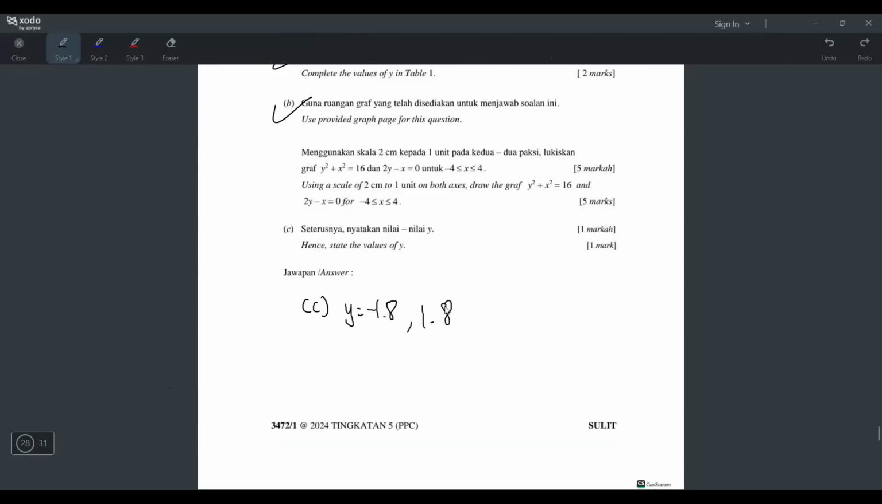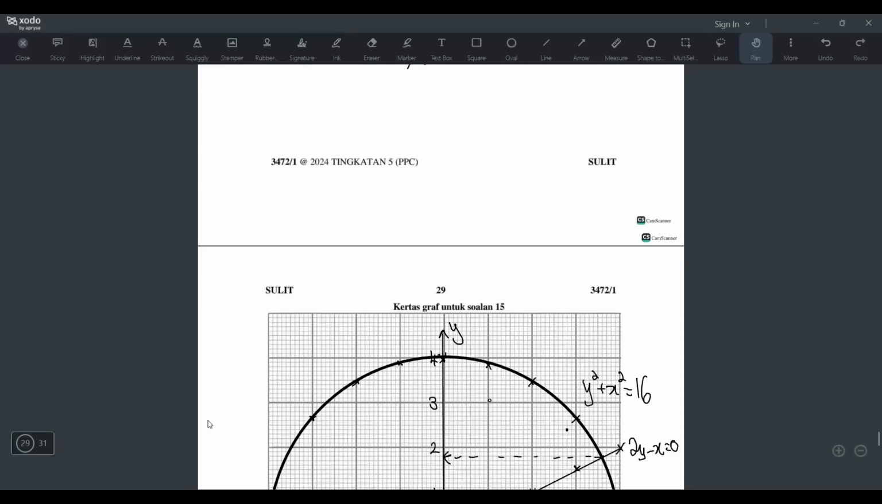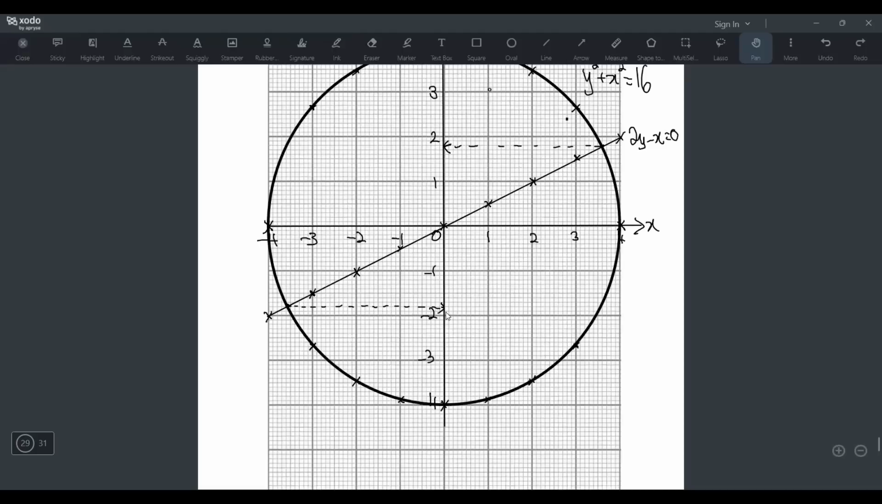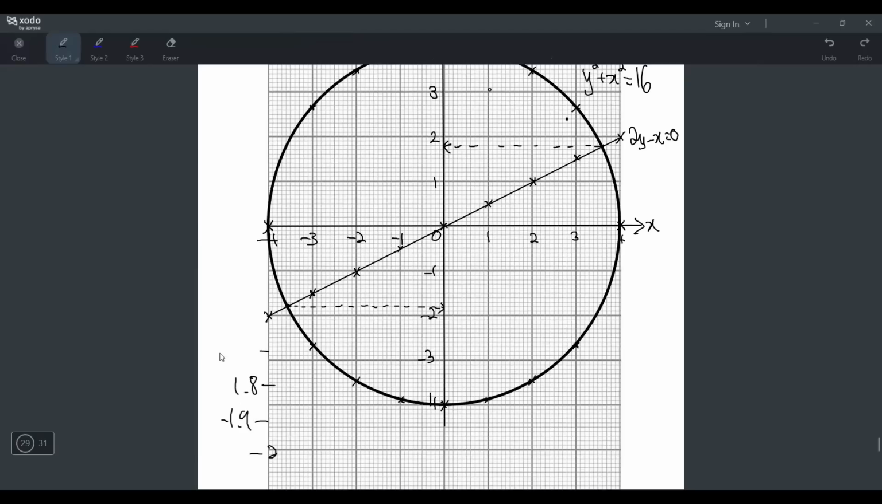The exact value is negative 1.78. And let me tell you, it's impossible to read 1.78 from your graph. This one is -2. Going up one box is -1.9. This one is -1.8, and this one is -1.7. There are no lines here, so my arrow is here. How are you supposed to read 1.78? It's impossible, unless you use the simultaneous equation method.